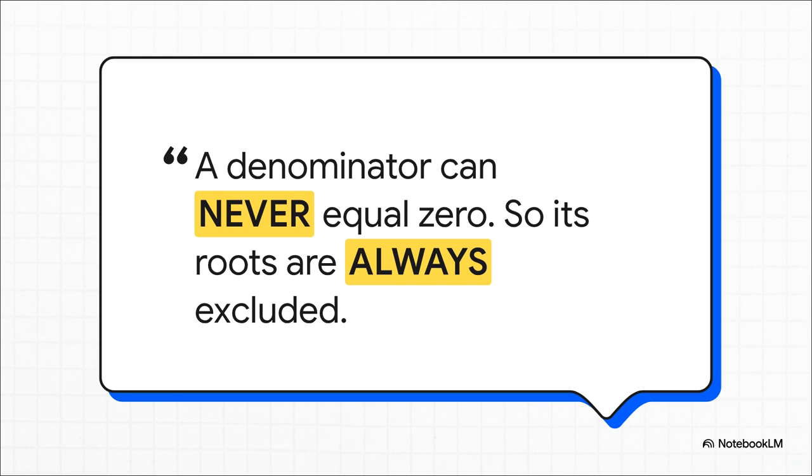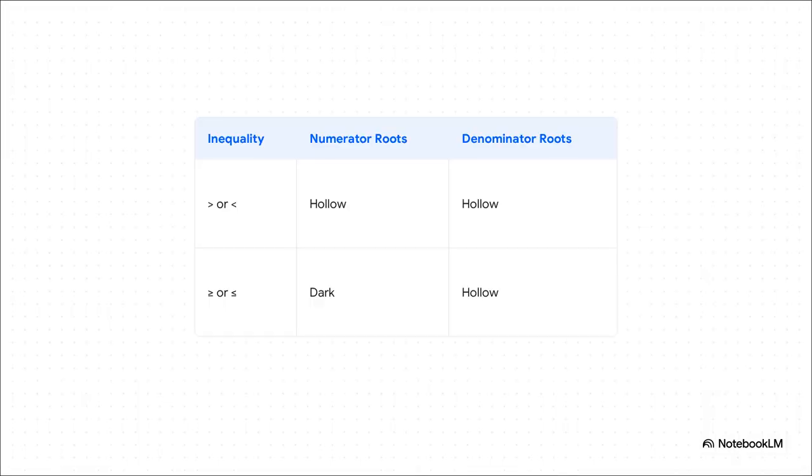So what does that mean for us? It means that root we got from the denominator, -3, is a forbidden value. It can never, ever be part of our final answer. And this leads us to a super handy visual trick, using dark versus hollow circles on our number line.